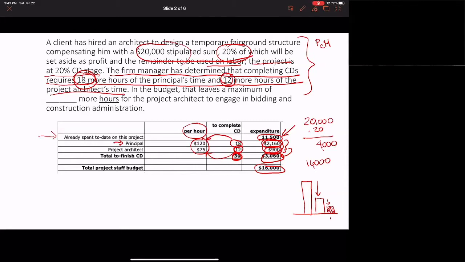Why did we change the name from construction administration to construction phase services? Go ahead and put your guess in the chat and see if you know.